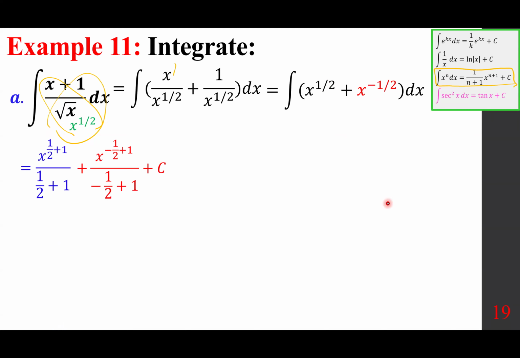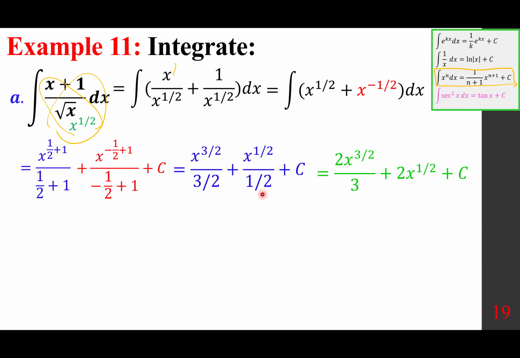Everything else that we have done is algebra, and what we do from here on is algebra too. So as you know, 1/2 and 1 is 3/2. 1 over 3/2 means 2/3. 1 over 1/2 means 2. And the final answer is 2/3 x to the power of 3/2, or 2x to the power of 3/2 over 3, plus 2x to the power of 1/2 plus a constant. Of course, you can change this to square root of x or keep it. Either way is fine. It's not that big of a deal.